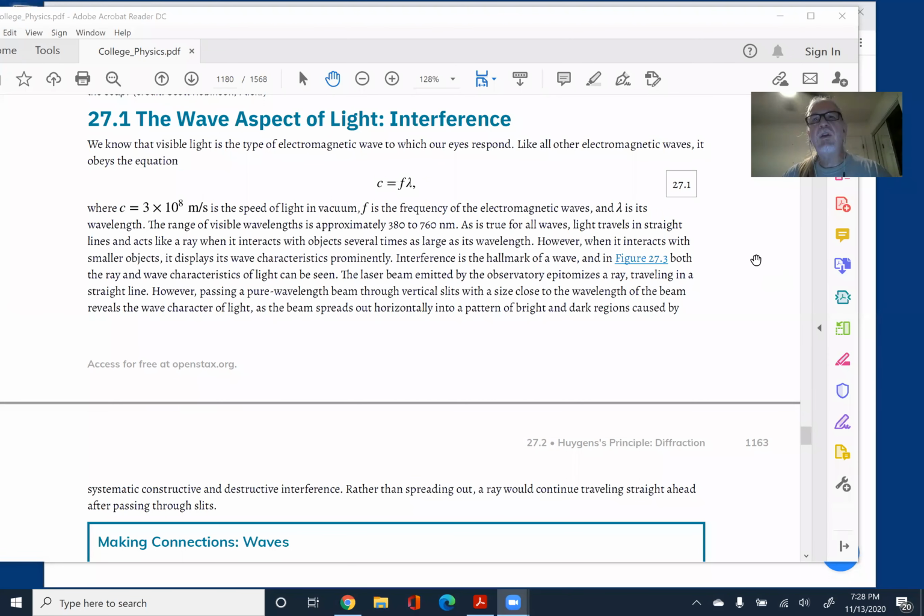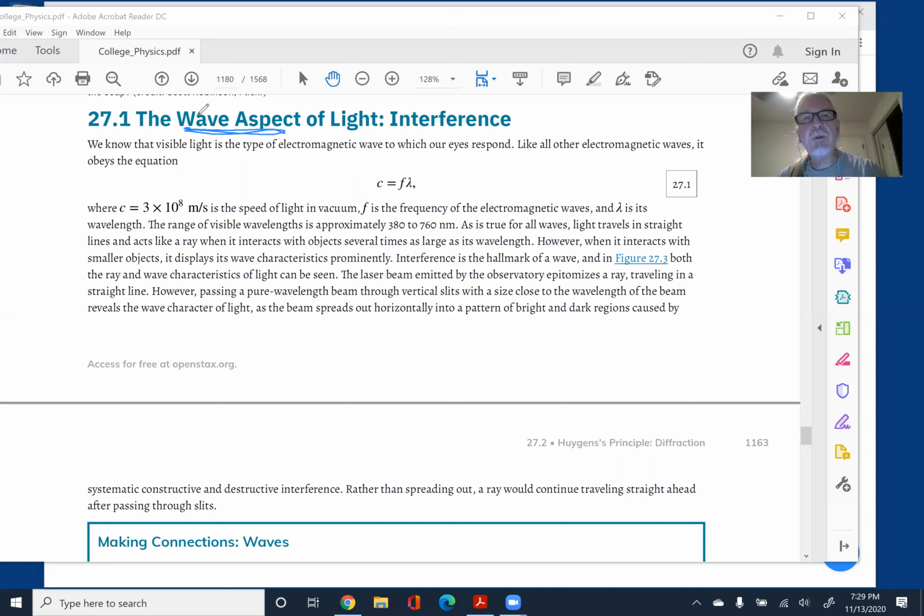This is the video for chapter 27 in our textbook, and it's about the wave aspects of light. We've talked about the ray aspects in which light propagates and interacts with large objects such as mirrors or lenses. Here, instead, we talk about what happens when light goes through very narrow slits or holes or things that are roughly of the size of the wavelength of light itself, and then the wave nature of light manifests itself.